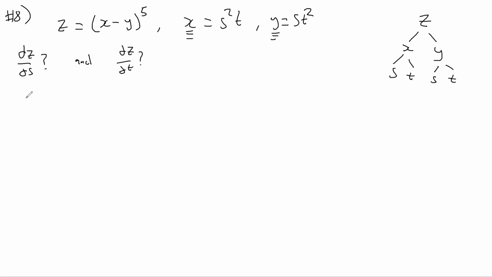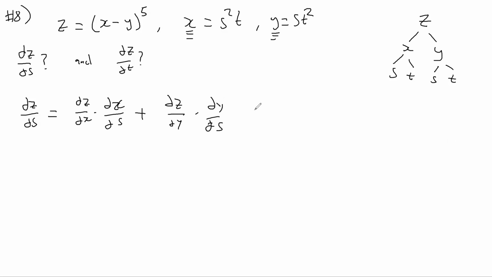All right, so let's start off with dz over ds. Just using this tree diagram, that's going to be path 1 and path 2. So it'll be dz over dx times dx over ds plus dz over dy times dy over ds. Okay, so that's going to be my formula to find dz over ds. Now let's actually compute this out.